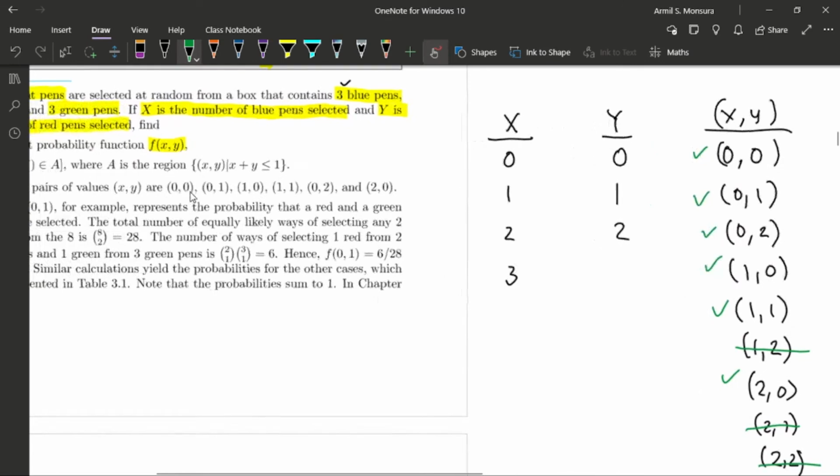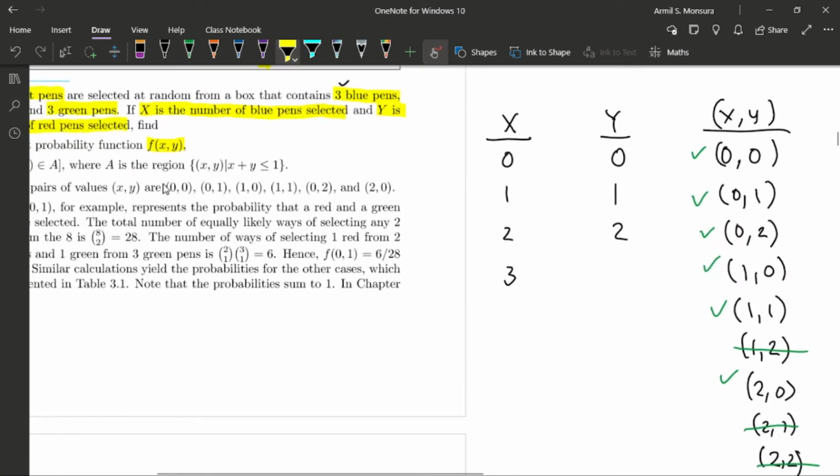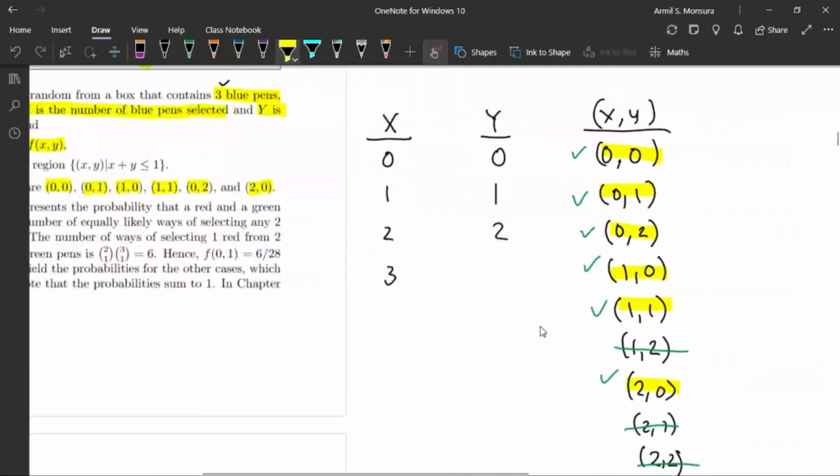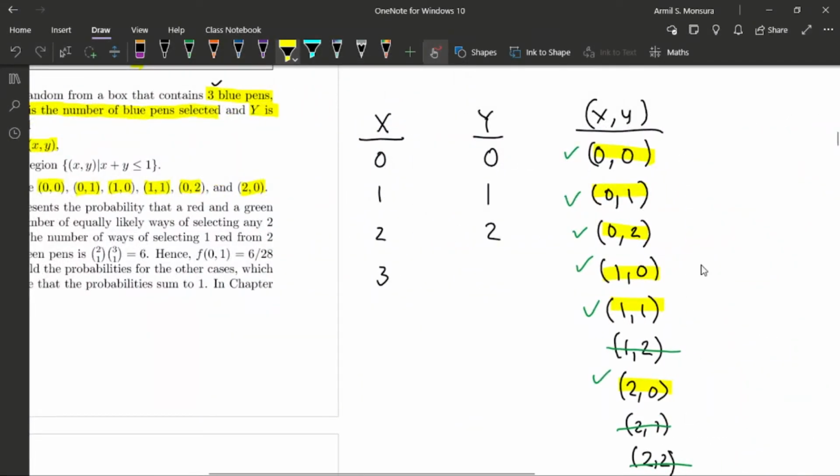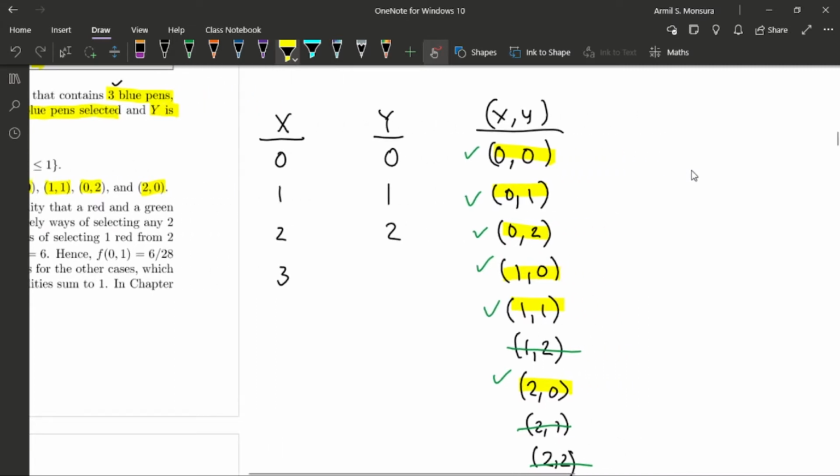So ito yung 0,0; 0,1; 1,0; 1,1; 0,2; and 2,0. Okay, so now what we will do is we will determine the probability that each would occur. So, ganito, since we have three options.